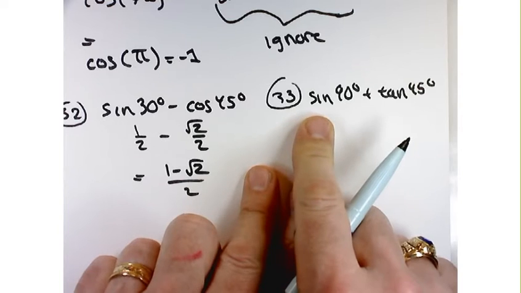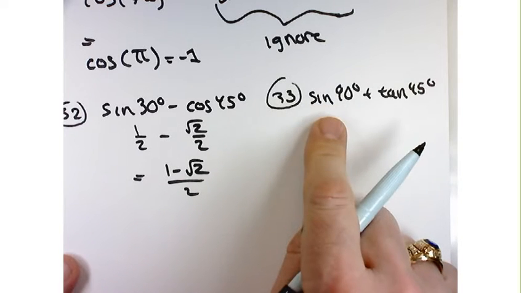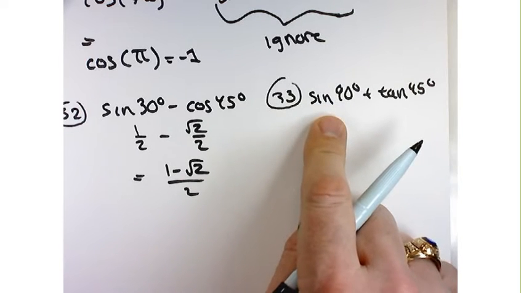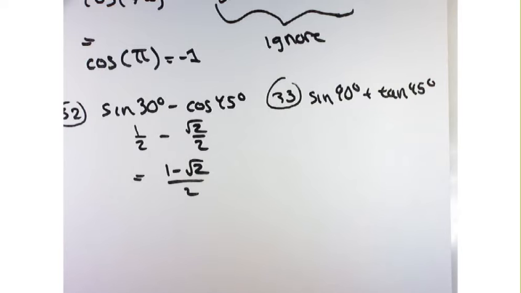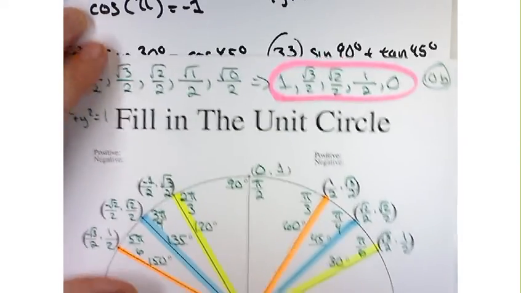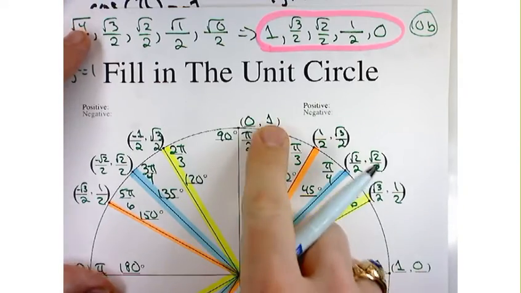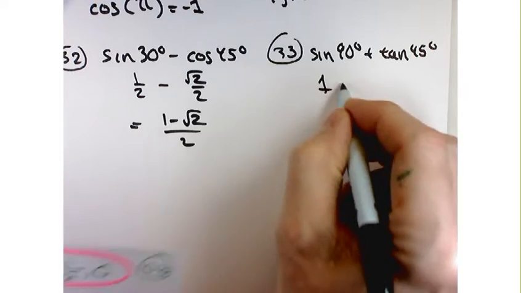How about 33? 90 degrees. What's the sine of 90 degrees? Who haven't I heard from in a while? James W? C. Thank you. What's the sine of 90 degrees? Yeah. The y coordinate there is a big 1.